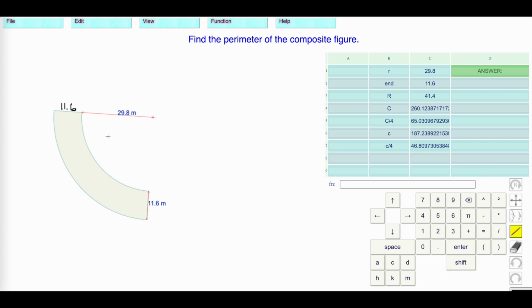46.80973. This is 46.8, and this length is 65.03. We need to add all of that together. I'm going to start with the 11.6. I'm going to just go around this way, plus the 46.8, copy that there, and then the 11.6 again, and then the 65.0309, and that's the total distance around the outside.